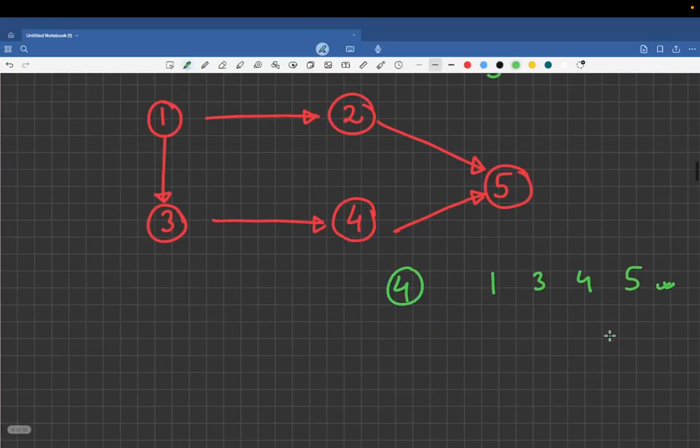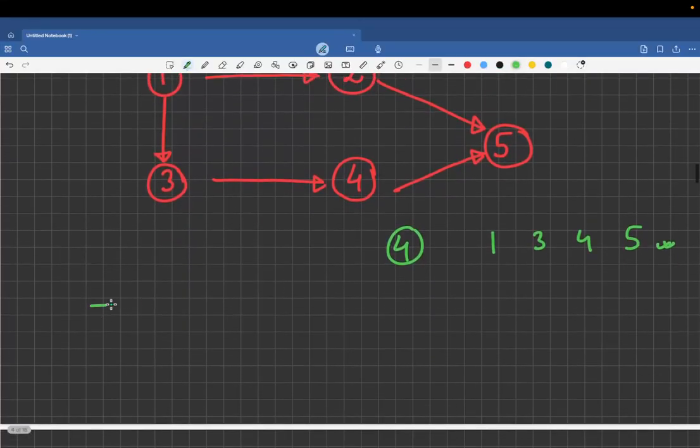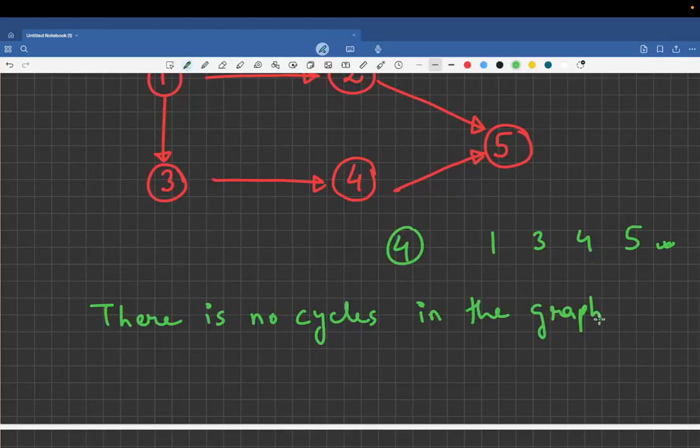Also, a very important point mentioned in the question is that there are no cycles in the graph. What kind of graph is this? Then we can say it is a directed acyclic graph, right? DAG. It's a very common nomenclature that we give: directed acyclic graph. It is a directed graph and it does not contain a cycle.